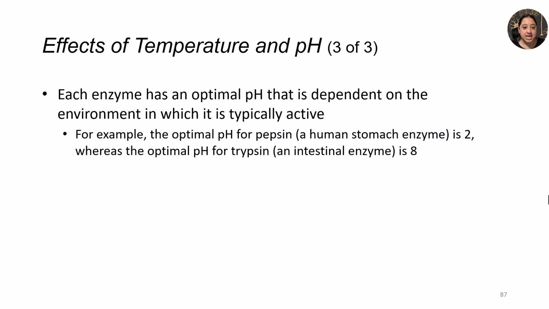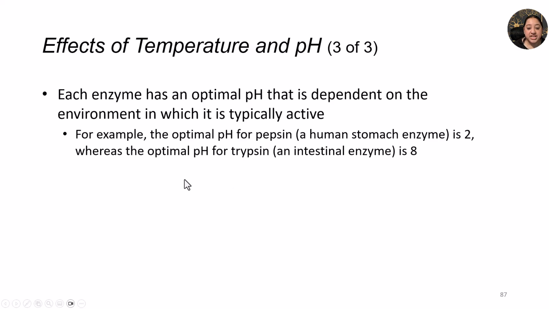So each enzyme has an optimal temperature, and each enzyme also has an optimal pH that is dependent on the environment in which it's typically active. Even in one human, we might be the same temperature, but different parts of our bodies have different pHs. For example, the optimal pH for pepsin, which is a human stomach enzyme, is pretty low, really acidic, 2. Your stomach is very acidic. So this enzyme happens to be able to withstand a low pH like that.